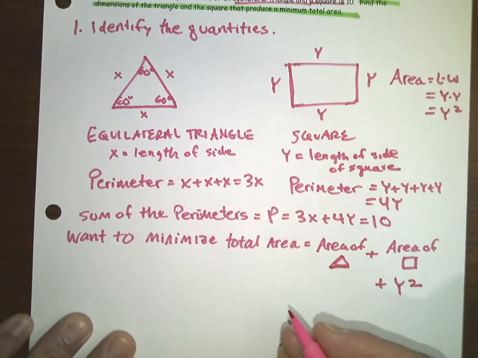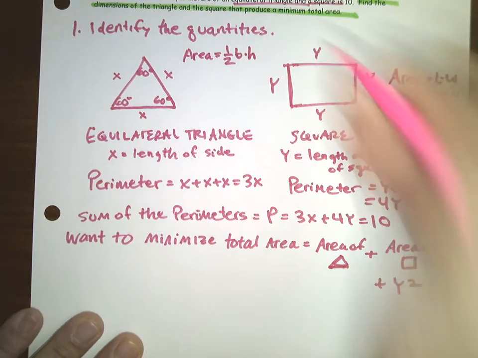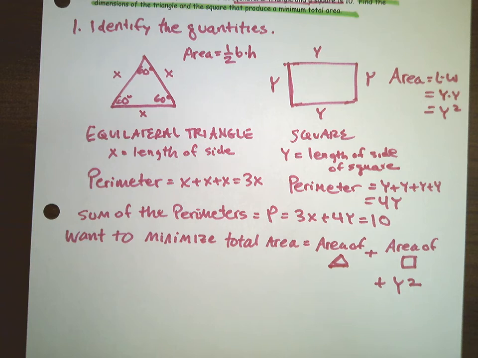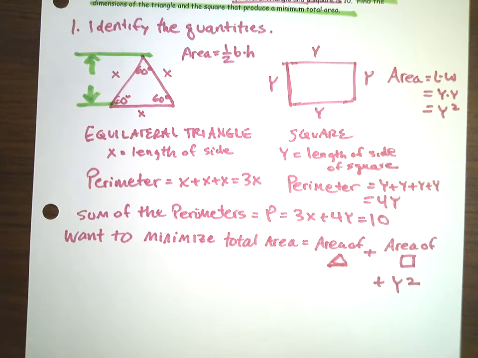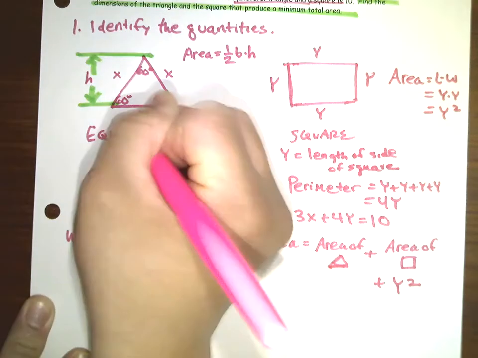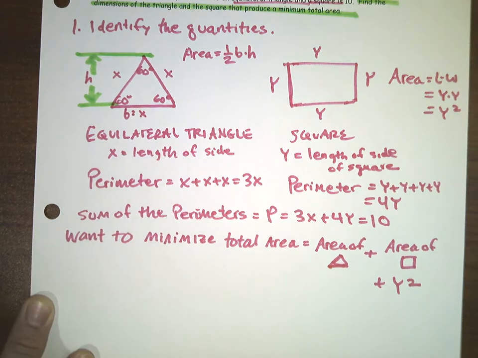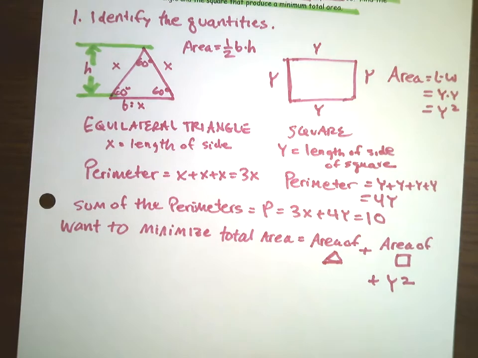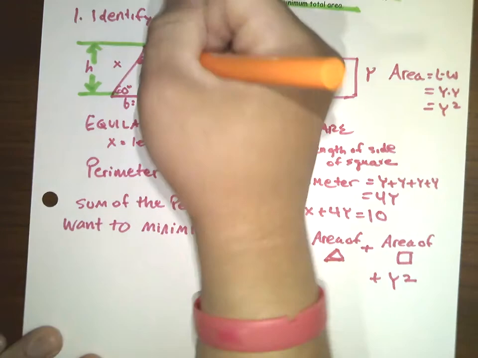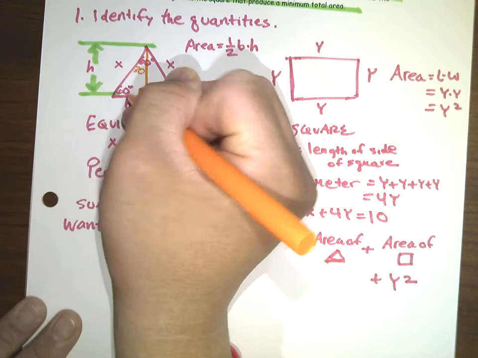But if we want to find the area of the triangle, the area of a triangle is 1/2 base times height. I know what the base is, it's x, but the height is whatever this value is here. So this is the height, and this is the base. That height is a little bit tricky to find, but if you know that this is a 60-60-60 triangle, then I can draw the perpendicular here. So I have a 30-60-90 triangle.